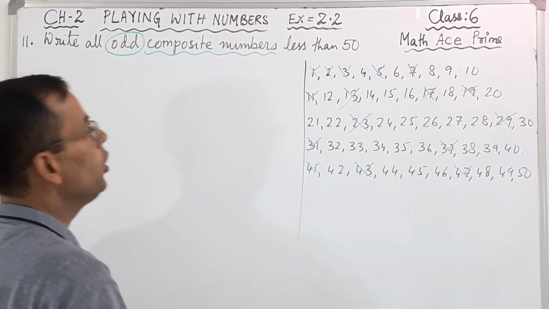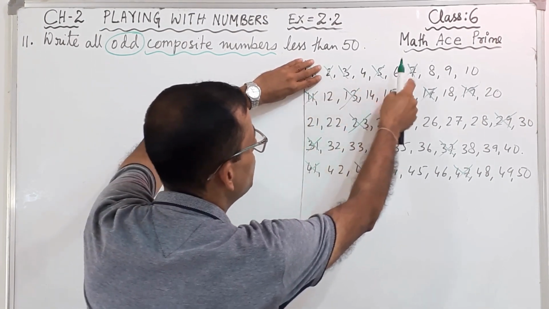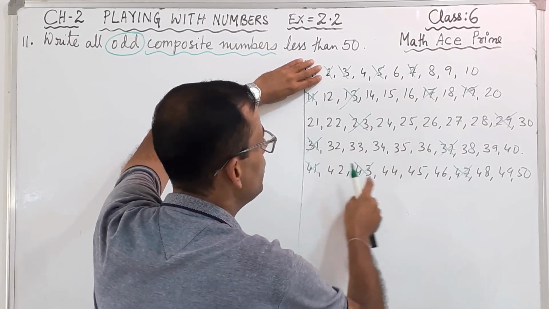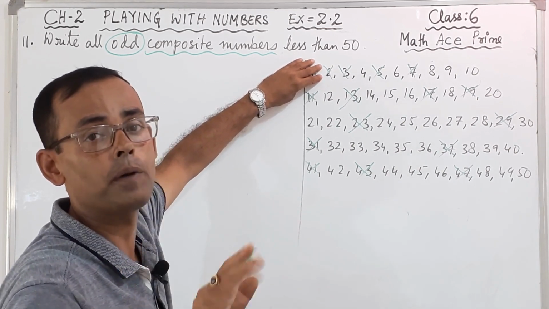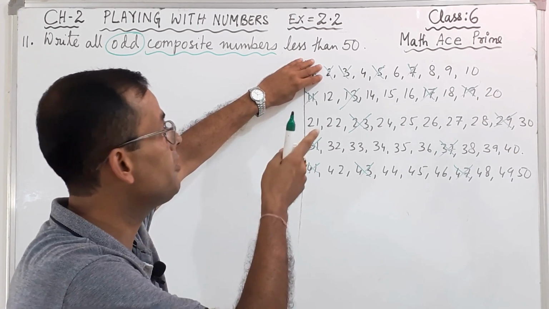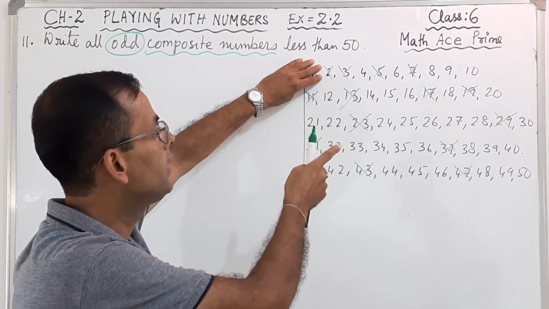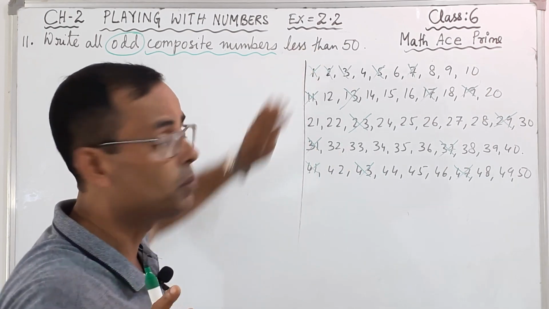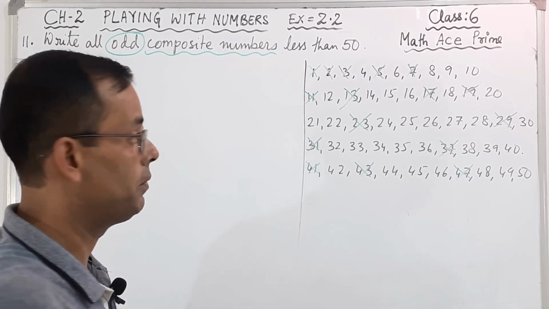Now you came to know, except 1, don't take 1. So what are the prime numbers? 1, 2, 3, 4, 5, 6, 7, 8, 9, 10, 11, 12, 13, 14, 15. So between 1 and 50 there are 15 prime numbers. And what are those prime numbers? 2, 3, 5, 7, 11, 13, 17, 19, 23, 29, 31, 37, 41, 43, 47. So you must know that up to 50 there are 15 prime numbers.